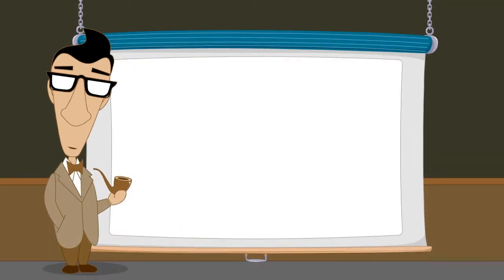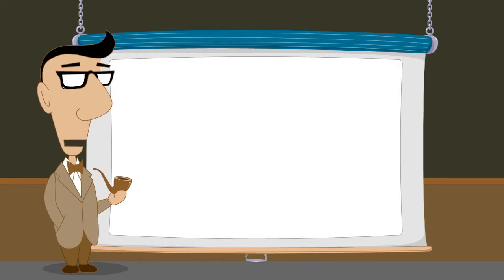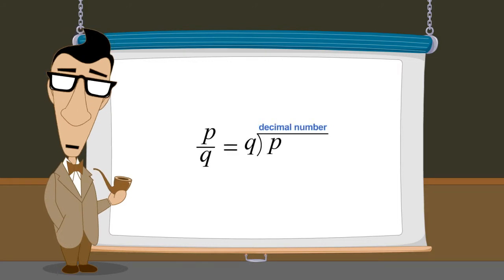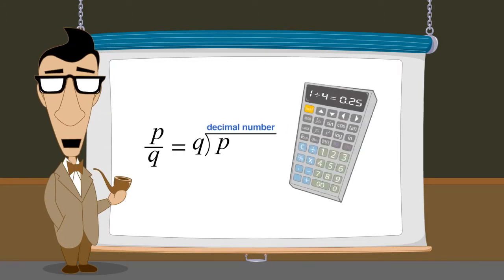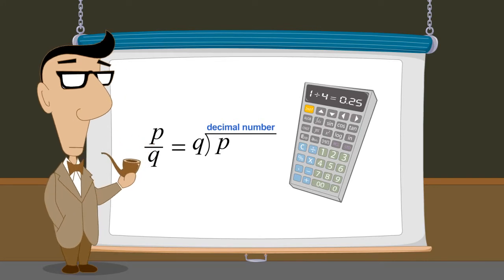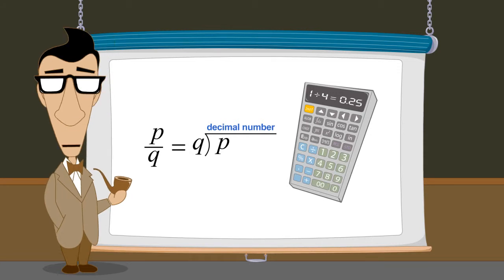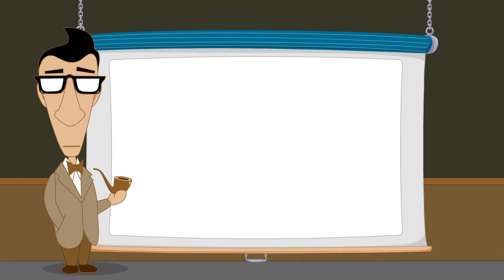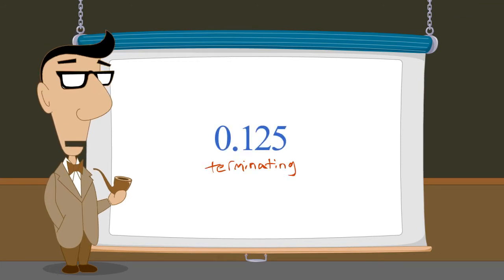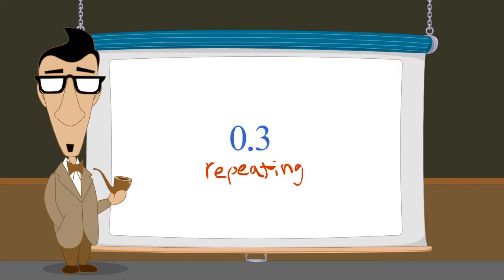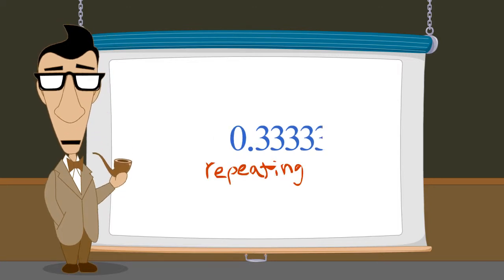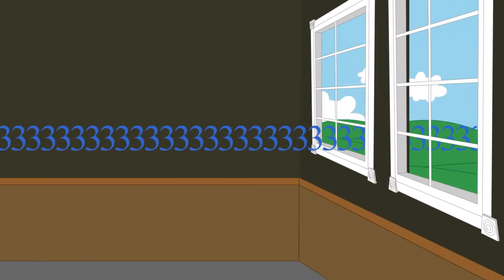Any fraction can be converted to a decimal number by simply dividing the numerator by the denominator. We can do this using long division or with a calculator. The result of this division will be a decimal number which is equivalent to the fraction. This decimal number will either repeat or terminate. A terminating decimal number has a finite number of digits after the decimal point. A repeating decimal number has a sequence of digits after the decimal point which repeats forever.